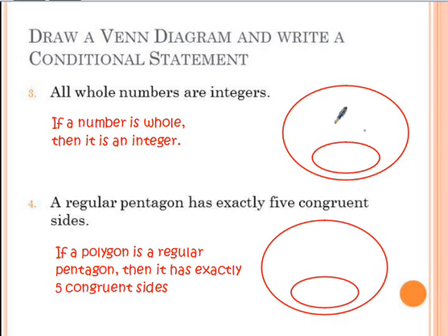Now we want to put those in our Venn diagrams. Okay, so down here we can write whole number, and then that it's an integer. And then down here we can write regular, and again I'm abbreviating, pentagon. And then up here I'm going to write exactly 5, and I'm going to use the symbol for congruent sides. Okay, so there are 2 conditional statements and 2 Venn diagrams for the given statements.